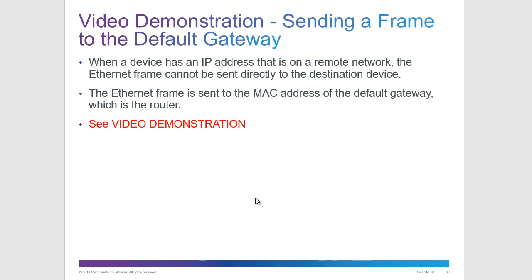And I believe we talked about this a little bit in class. When the destination IP address is on a different network, the destination MAC address in the Ethernet frame is actually that of the default gateway, or the way to get to that remote network. So your frame is going to have the destination MAC address of your default gateway if your destination IP address is on a remote network.